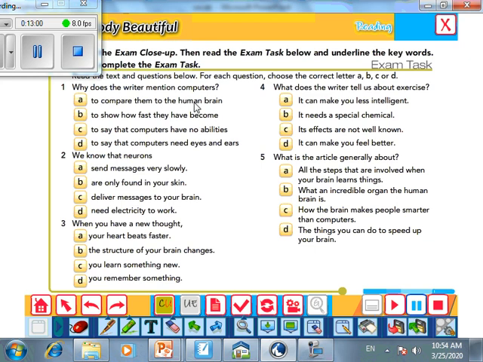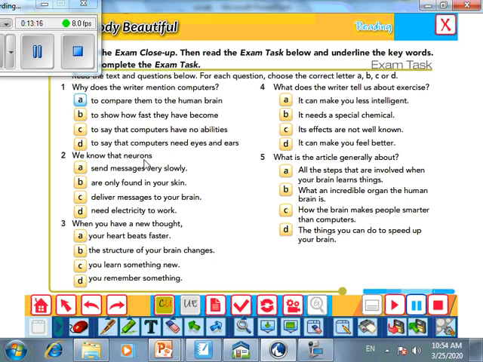To compare them to the human being, to show how fast they have become, to say that computers have no abilities, or to say that computers need eyes and ears. Of course, to compare them to the human brain.